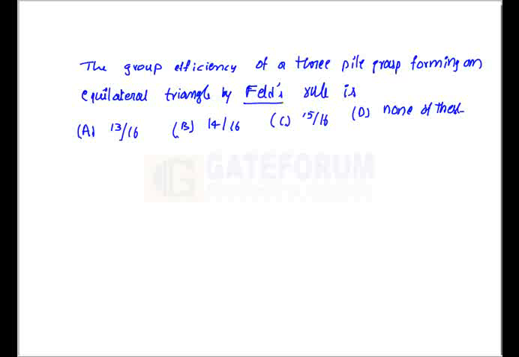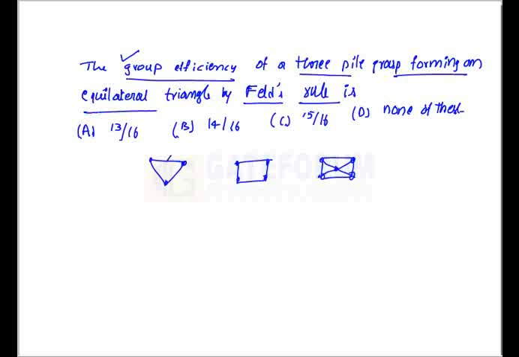The Feld's rule is going to give the group efficiency of a pile group. He has proposed for four different cases. One is of equilateral triangle with the 3 piles. One is a square with 4 piles. One is with 5 piles. One at the center. Here the question is for 3 pile group forming an equilateral triangle. If it is an equilateral triangle, by using Feld's rule, the efficiency is 14 by 16. So option B is correct.